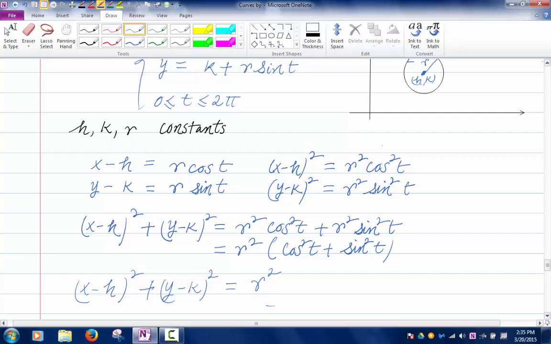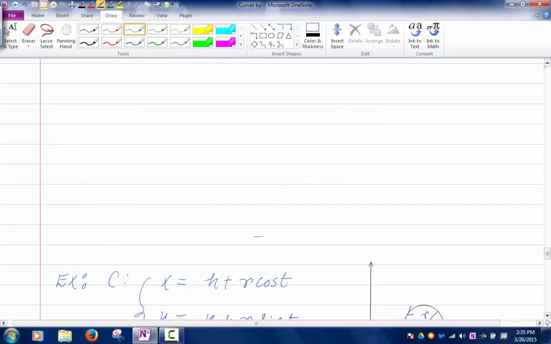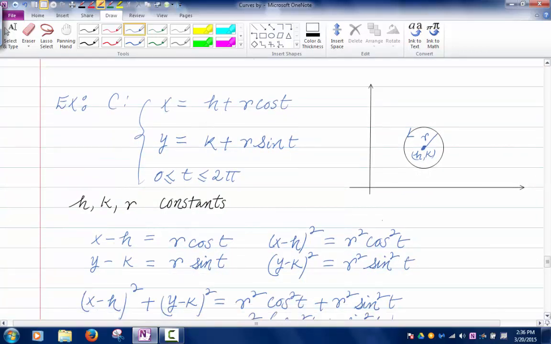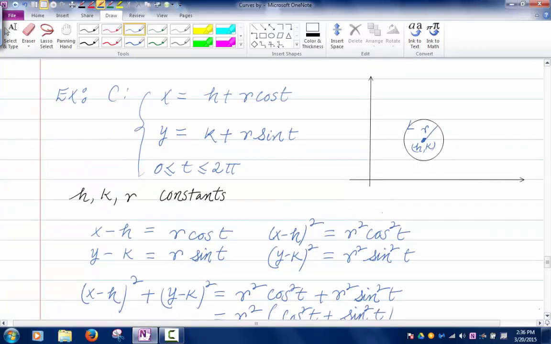Now, if you are not sure about why the orientation is counterclockwise, think about the following. When t is 0, which point are you at? When t is 0, what is x? Go ahead.